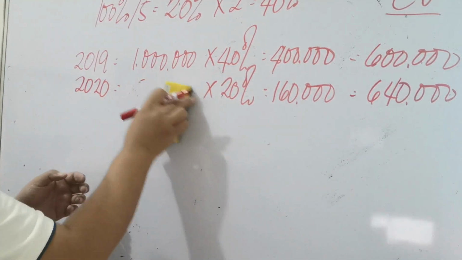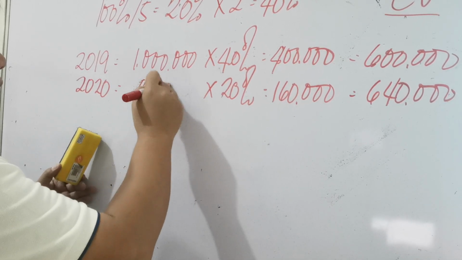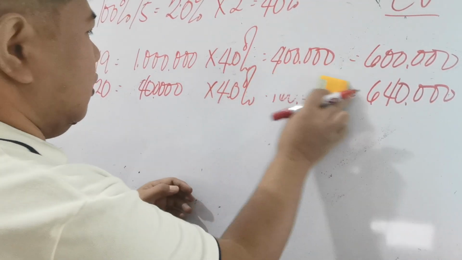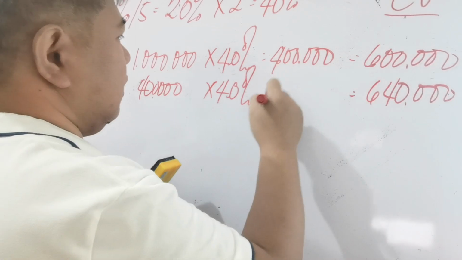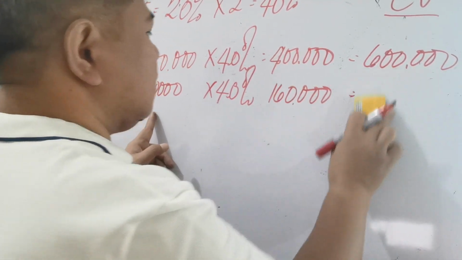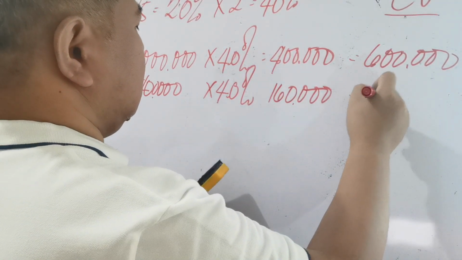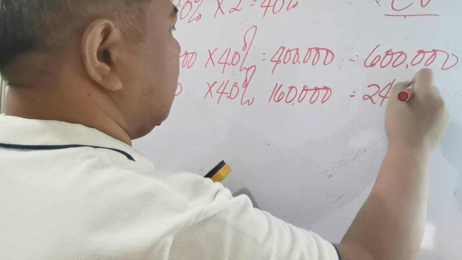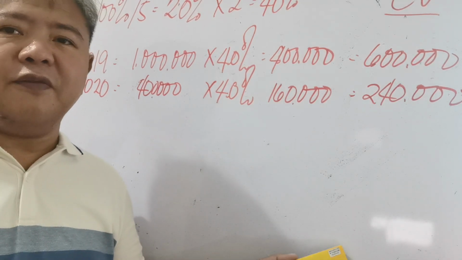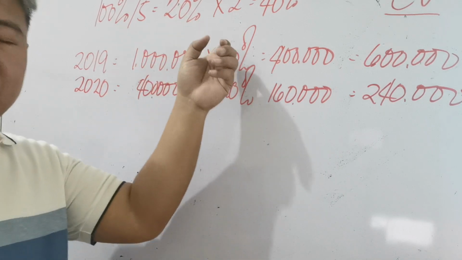Okay, so this would be 400,000 times 40. So therefore this is 4 times 4, this is 160. Oh, what a coincidence. So therefore, 400 minus 160, that would give you, how much is that? 240. Okay, so therefore, you just continue again until you reach the end of the useful life of the asset. Now, the other one is 150. You just have to multiply this by 150%.